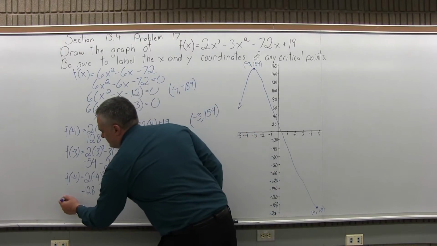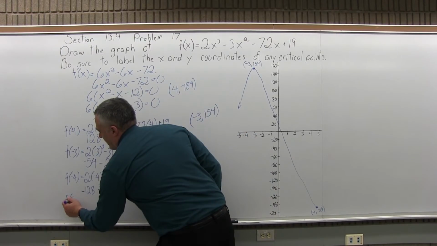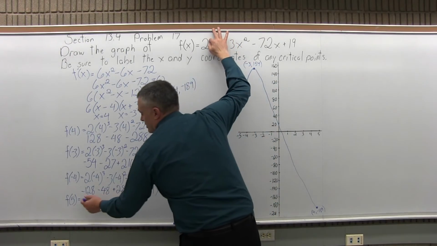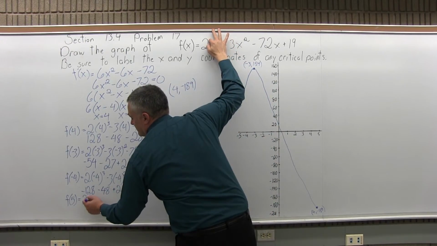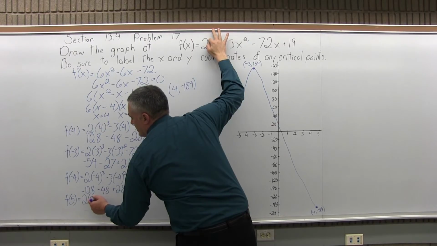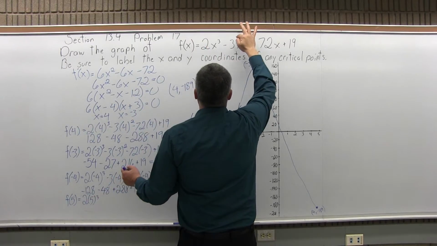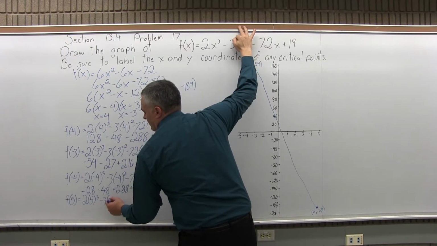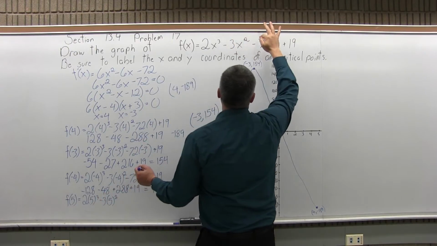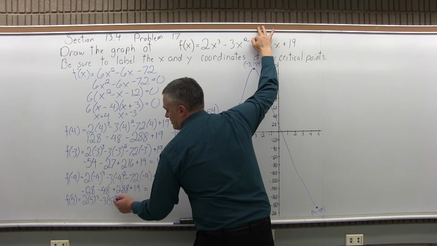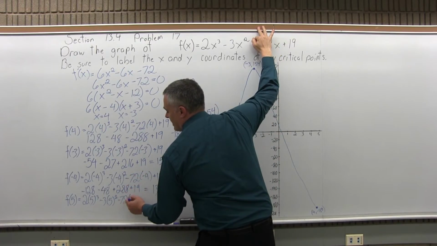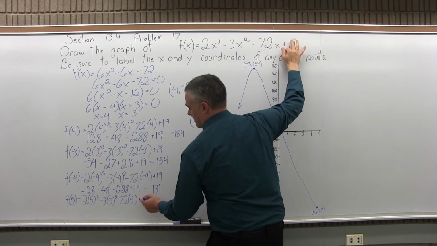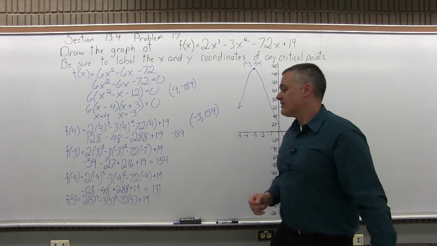So f of 5 equals 2x cubed, which will be 2 times 5 cubed, minus 3x squared, which will be minus 3 times 5 squared, minus 72 times x, which will be minus 72 times 5, and at the end, plus 19. So let's carefully do that math.